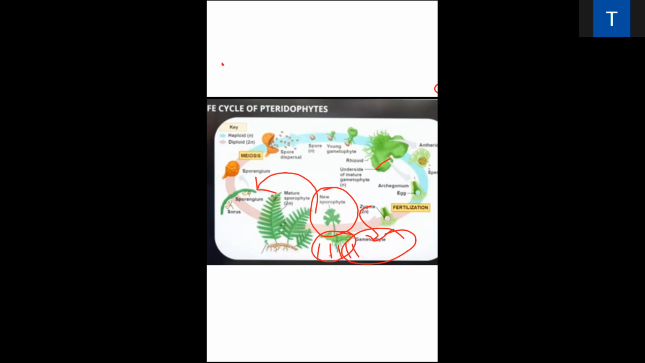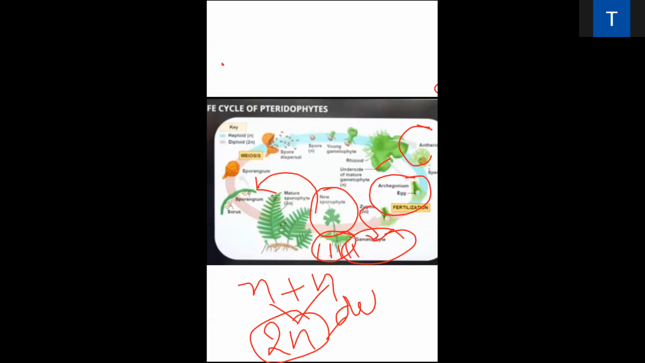Antheridium and archegonium. Here is the antheridium, the male part. The archegonium is the female part. When they produce spores, n plus n, male and female, then 2n is developed, and it is dependent. On which is it dependent?